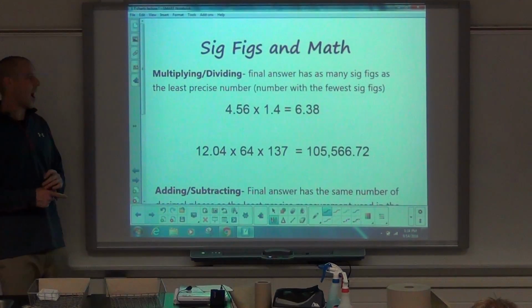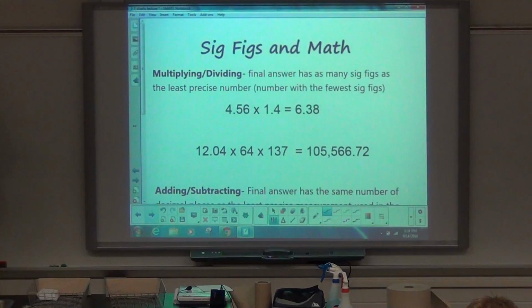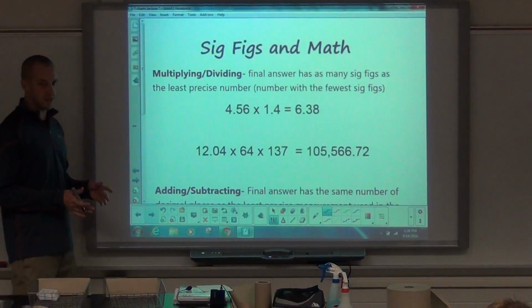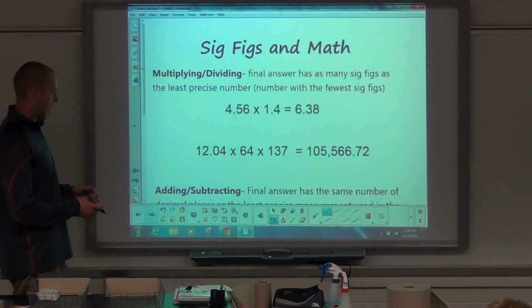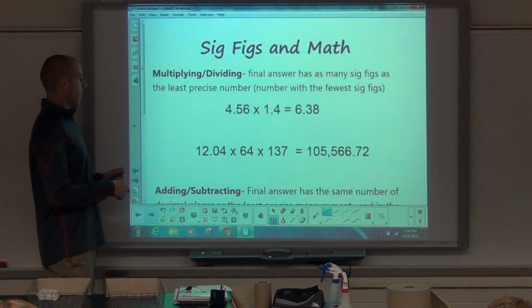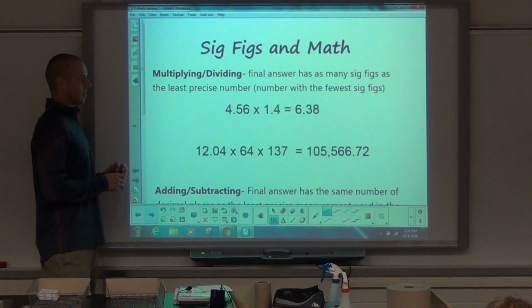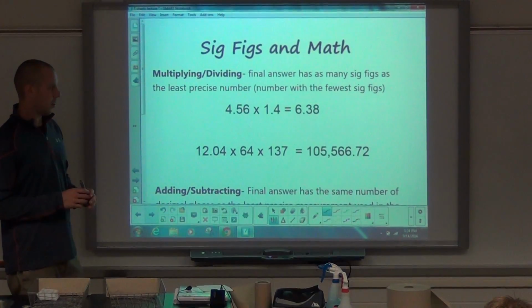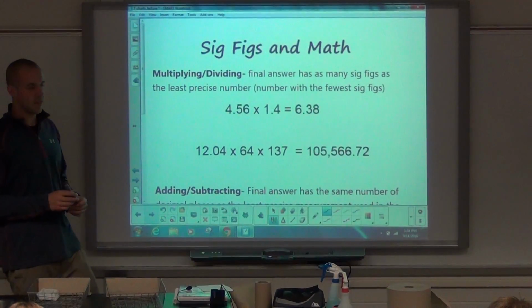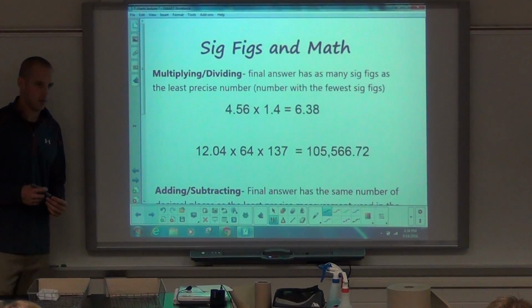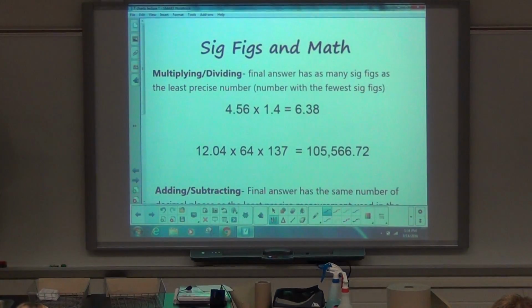For multiplying and dividing, you're going to do the multiplication and division problem. Okay, when you get done, you're going to be rounding your answers. The answers have to be rounded to as many sig figs as the least precise number in the problem. Okay, so that's the number with the fewest amount of significant figures. I'll show what that means through an example here.